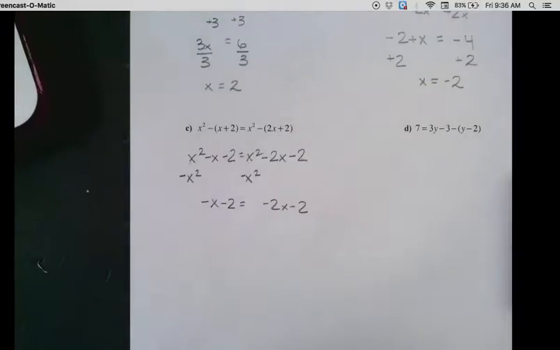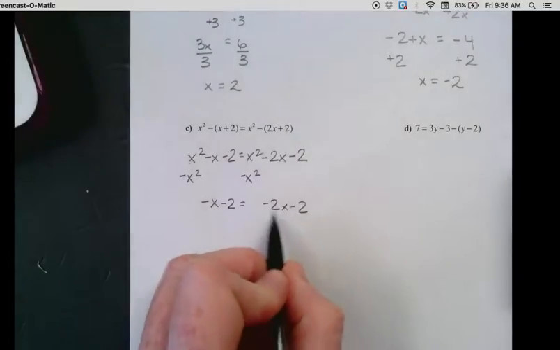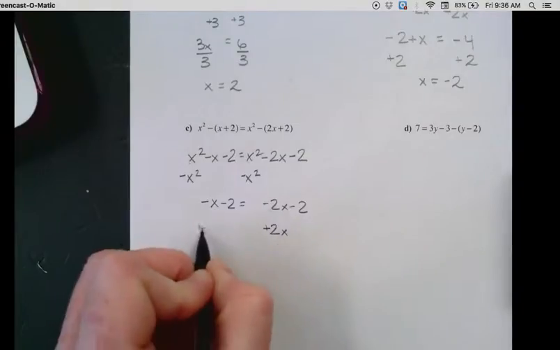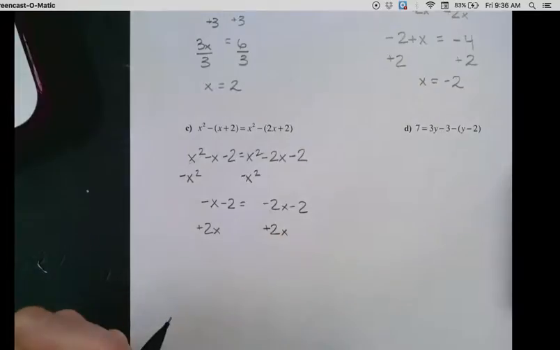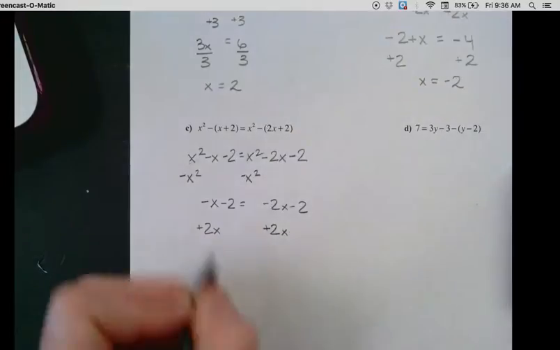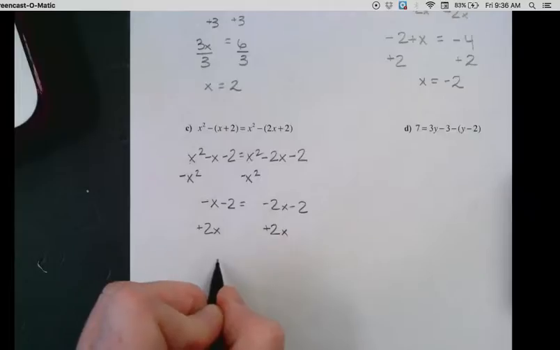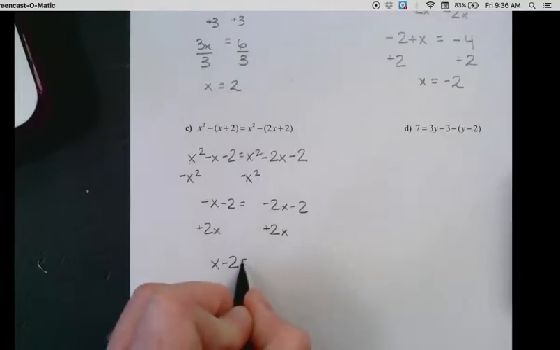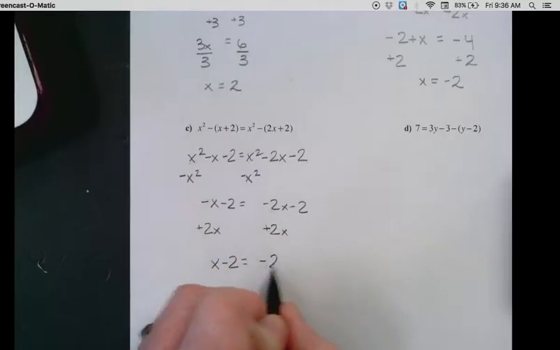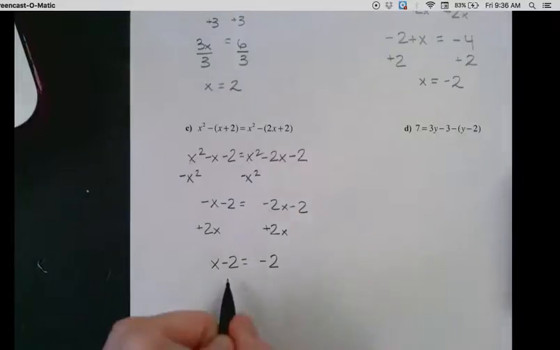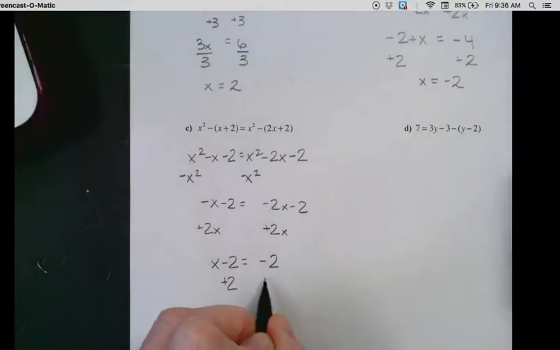So now I think what I want to do is get rid of these two negative x tiles. Those will go away. Over here, I'm left with just one positive x tile. I have negative 2. I'm going to add 2. These will be eliminated. I'm left with just x equals 0.